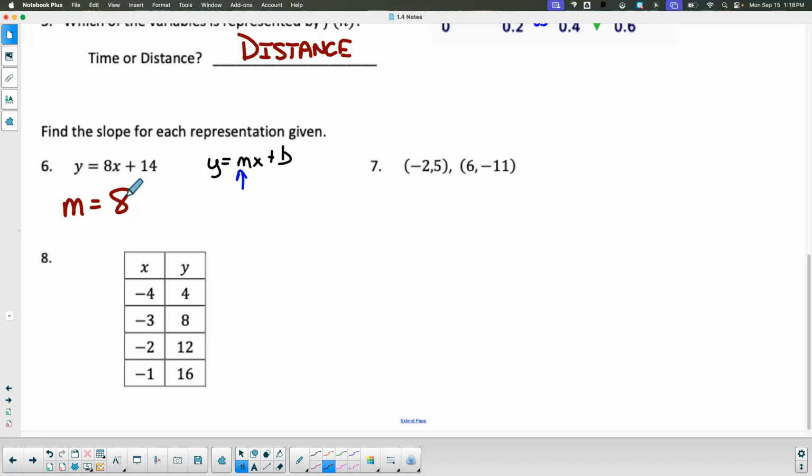Okay. If I have 2 points, how do I find the slope? A little deeper into 8th grade math. We've done it already this year.